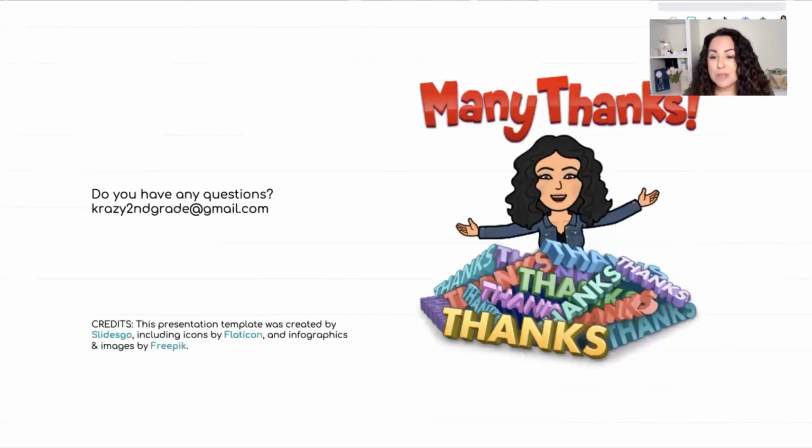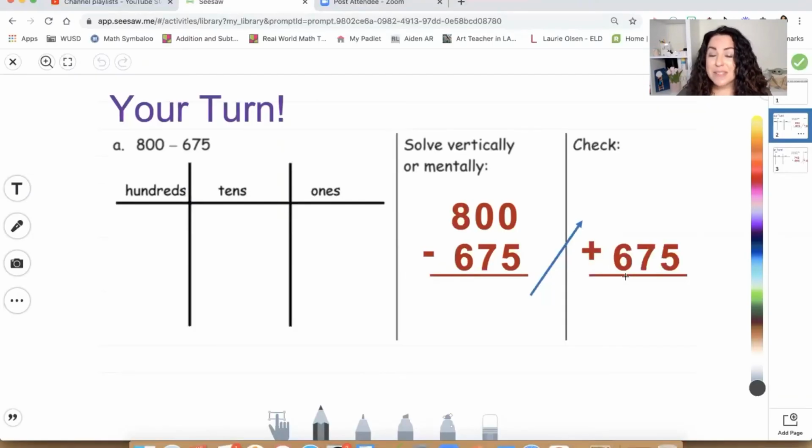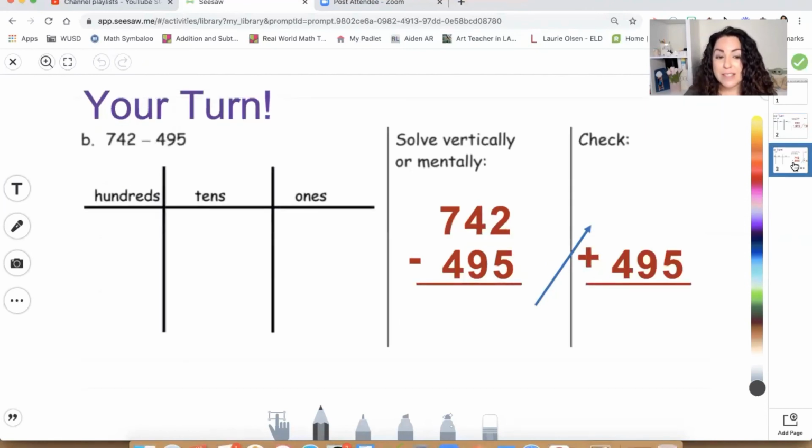So I hope you learned something new, and let's go ahead and show you what your problems are on Seesaw today. Okay, so this is the first problem in your problem set, 800 take away 675. So you can go ahead and draw your diagram right here. I've lined it up vertically for you here, and then you send it on over and you check your answer. And your second problem is 742 take away 495. So let's go ahead and see your work, and we'll talk to you later.